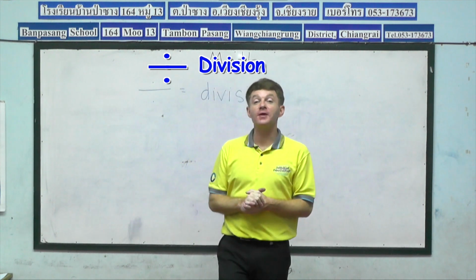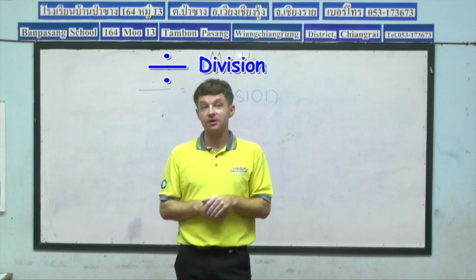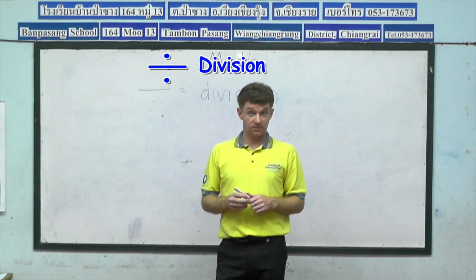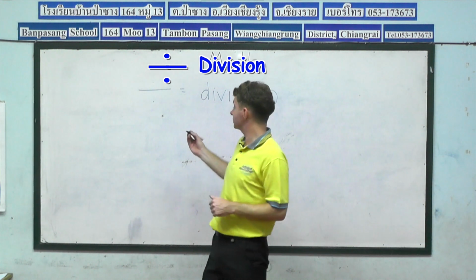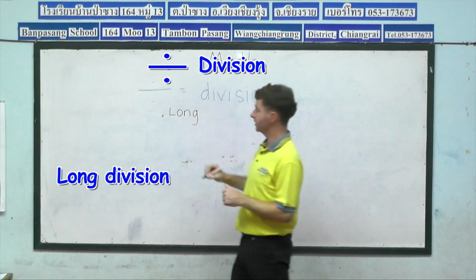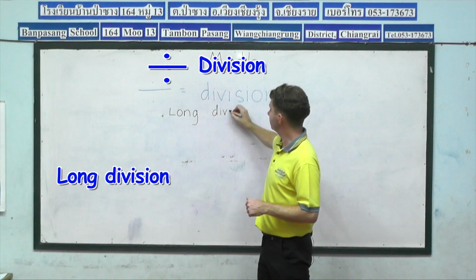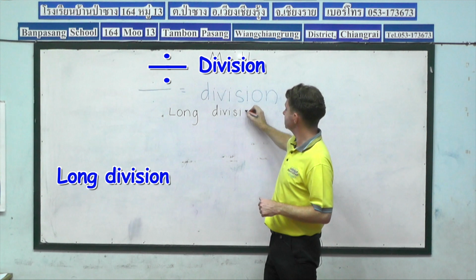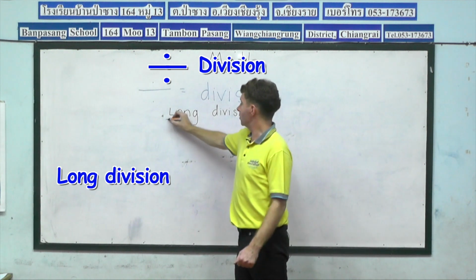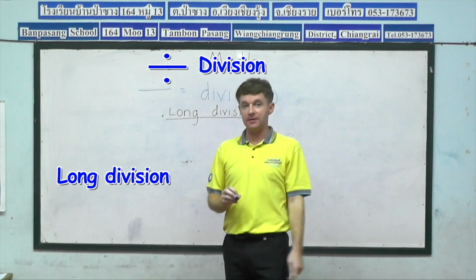And what we're going to do in today's lesson is we're going to move on to look at how we can do division sums using a system known as, ready guys? Long division. Yes, long division, we'll spell on the board. L-O-N-G, long. And then division, D-I-V-I-S-I-O-N, long division. Okay, now when doing long division, there are 4 initials that we need to remember.